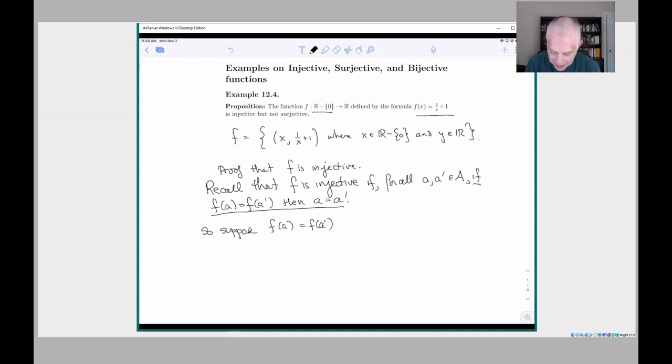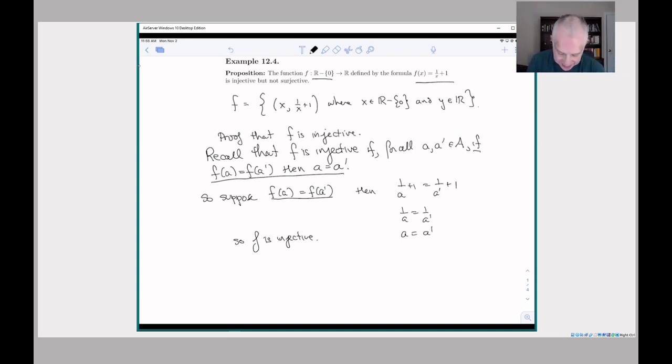So suppose f of a equals f of a prime. Well, that means that 1 over a plus 1 equals 1 over a prime plus 1. And if we do a little quick algebra, then we get that 1 over a equals 1 over a prime, and a equals a prime. And that's exactly what the conclusion was supposed to be. So f is injective. Notice that we didn't have to worry about a being 0 because it's excluded from the domain.